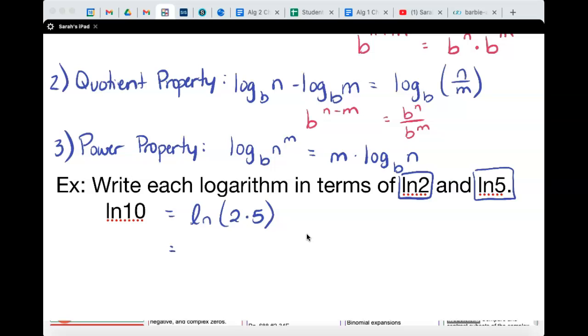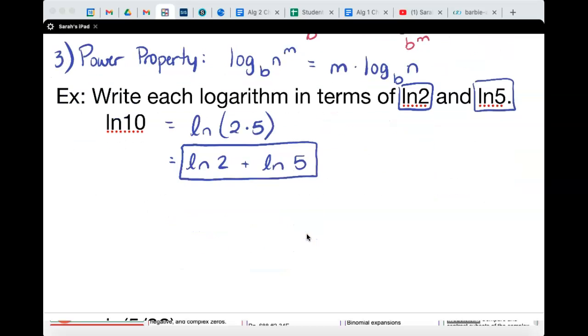So the product property says if I'm multiplying, I can separate it and write it as a sum. So the natural log of 2 plus the natural log of 5. So this is what they're asking for. We wrote natural log of 10 as a sum of natural log of 2 and 5. So that was not too bad.